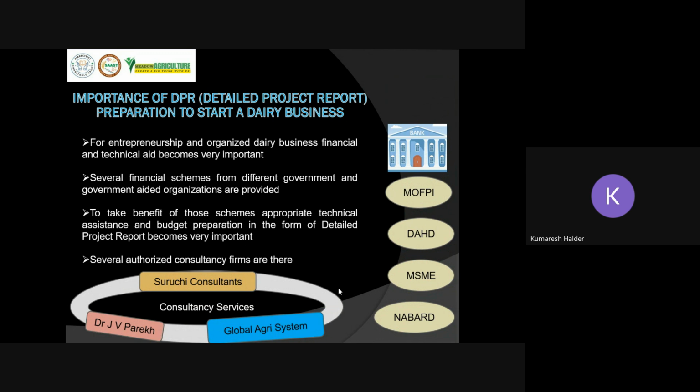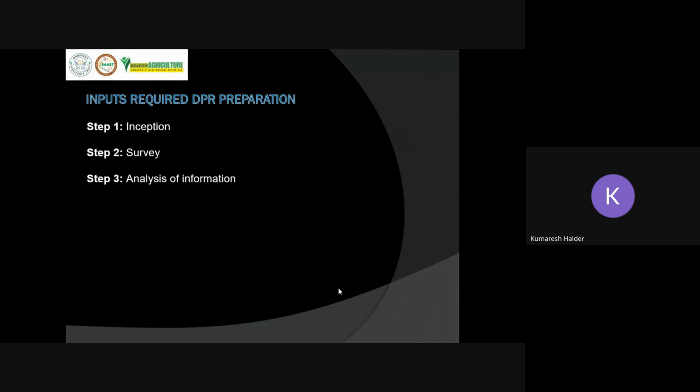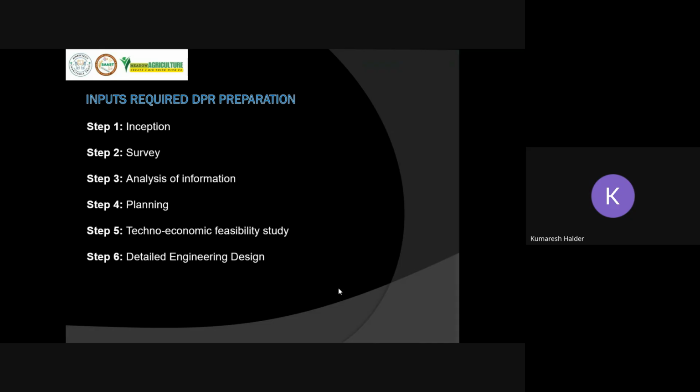Now there are a few basic things. Obviously, the DPR is very important. So there are a few basic things we need to prepare a DPR. What are the basic things? We need to go through a few steps. What are the steps? The first step is inception, then survey, analysis of information, then planning, then techno-economical feasibility study, detailed engineering. These are the steps. Then finally we can prepare the DPR.